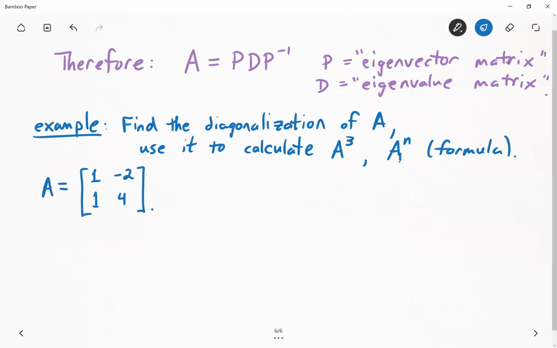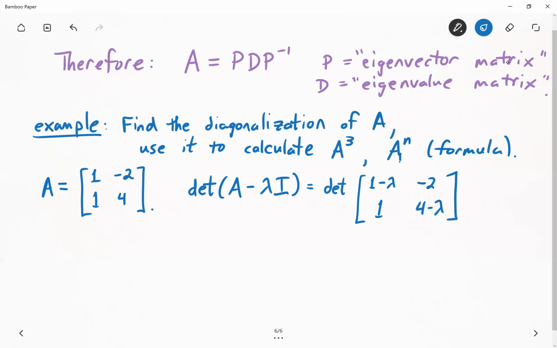Hopefully you recall from a previous video that to calculate the eigenvalues and eigenvectors, we have to start off by calculating the determinant of A minus lambda times I. And so we want the determinant of the matrix 1 minus lambda, negative 2, 1, and 4 minus lambda. We're going to set that equal to 0 when we're done. This is equal to 1 minus lambda times 4 minus lambda minus 1 times negative 2.